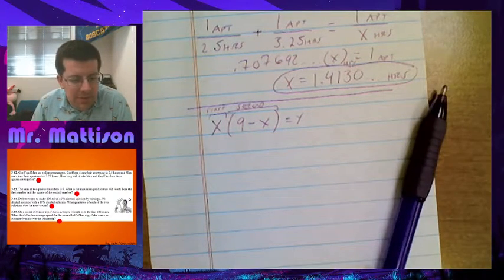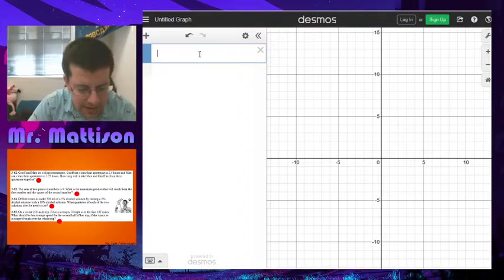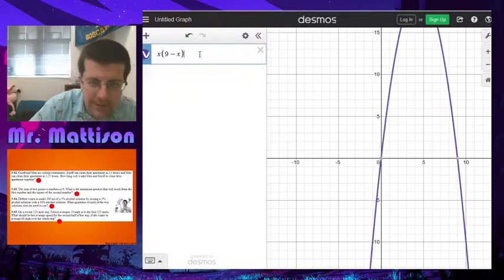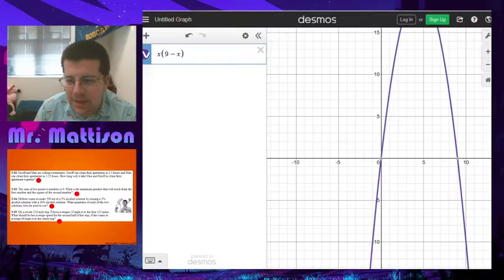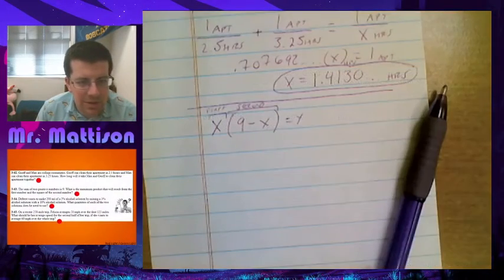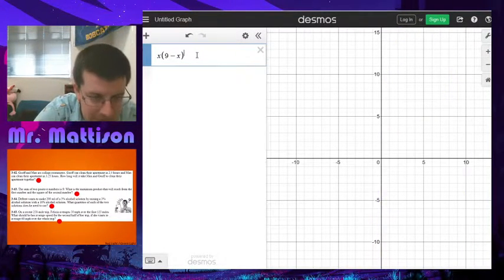So if I pull up a Desmos graph here, and I graph that, x times 9 minus x. I forgot one important bit here. It is the second part squared. Then what's the maximum product of the result of the first number and the square of the second number. There we go. Okay. So I want to square that second number, not just leave it there. There's my cursor, right? So to the second power.